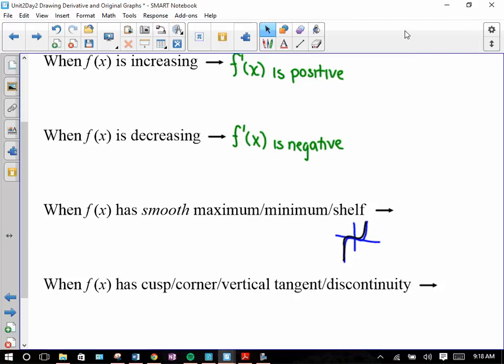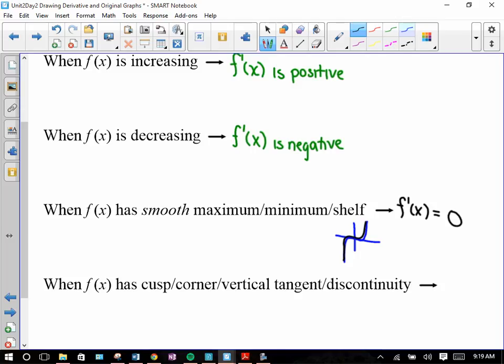Now, the reason it's called a shelf is because it's sort of like you just set something there. This function is increasing, increasing, increasing. It's still increasing right there. It goes increasing, increasing, increasing, little shelf, and then it starts increasing again. It never starts decreasing. So we have to know here that when f of x has a maximum, minimum, or what we're going to call a shelf, then that tells us that f prime of x, the first derivative, is equal to 0. So again, if we know the first derivative is 0, we know that there is either a maximum, minimum, or a shelf.